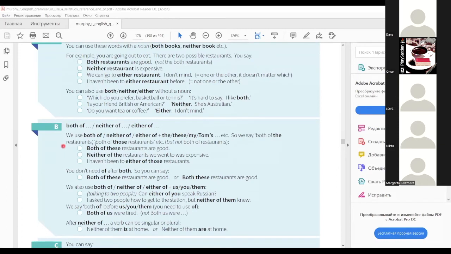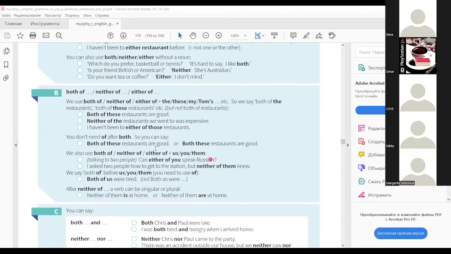Also, we use both of, neither of, either of, blah, blah, to say both of the restaurants or both of those restaurants. То есть, чтобы дать какую-то конкретику, вы используете тогда of, предлог еще к этому. Оба из них каких-то конкретных. Не один из них конкретно. Например, both of these restaurants are good. Or neither of the restaurants we went to was expensive.